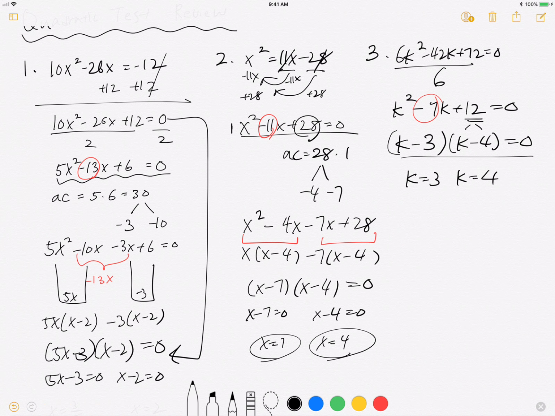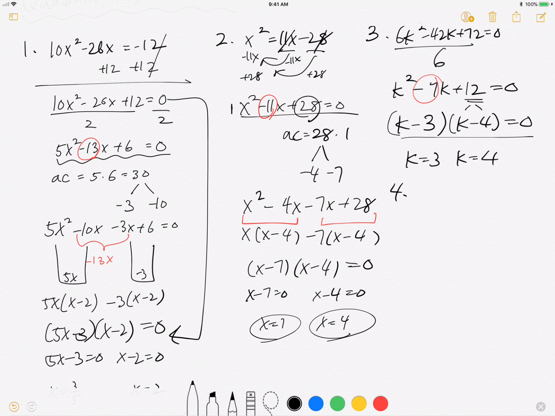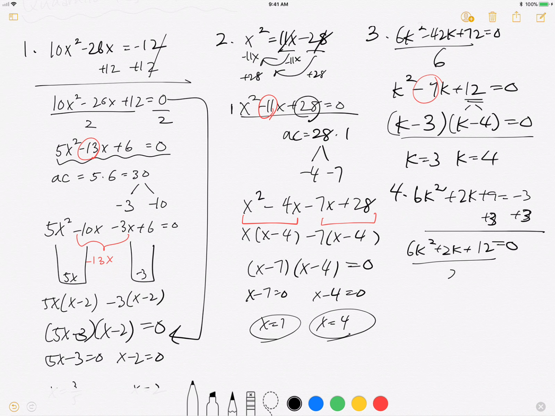So I did go a little bit fast, but you can still use the AC method, and you can still get the question right. And let's try number 4. 6k squared plus 2k plus 9 equals negative 3. Now I'll add 3 on both sides to get 0. And notice how everything can be divided by 2 on both sides. 3k squared plus k plus 6 is equal to 0.